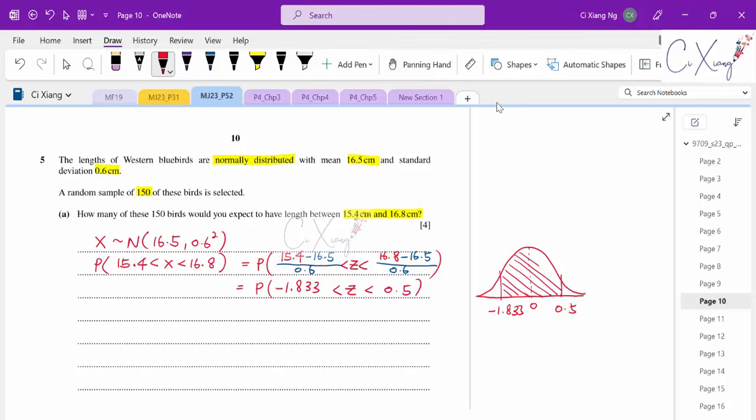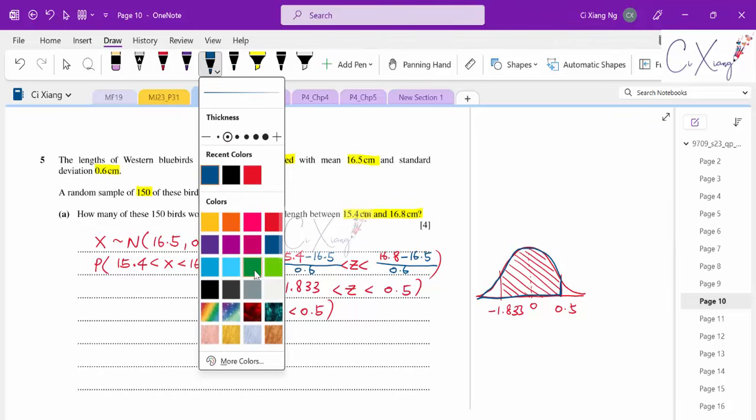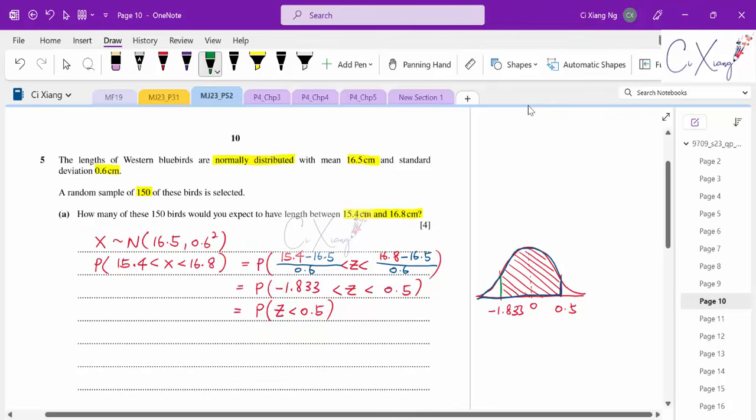And then to find this probability, I need to rephrase my step again. Okay, where I want to find out the probability of this blue color area. So this whole blue color area, if I want to write out in a symbol form, it should be the probability of Z smaller than 0.5. Okay, then to get the shaded area, I actually need to minus the area below this one, which is the green color area.